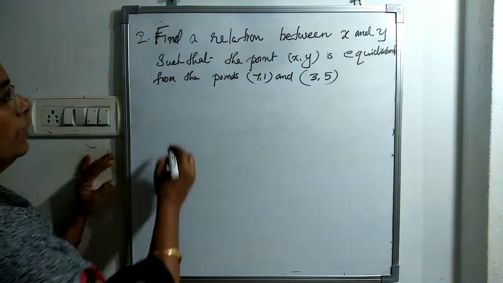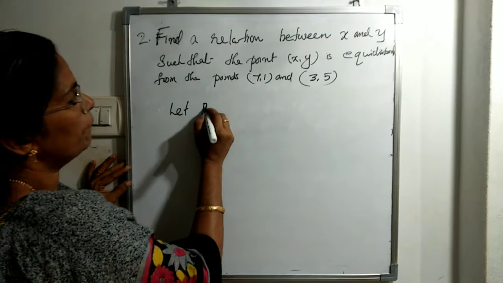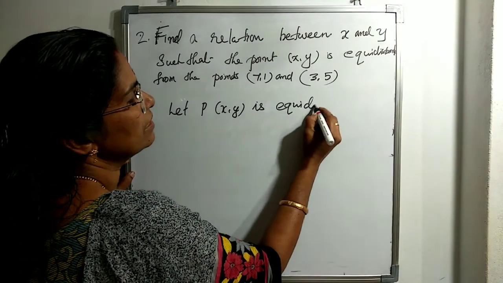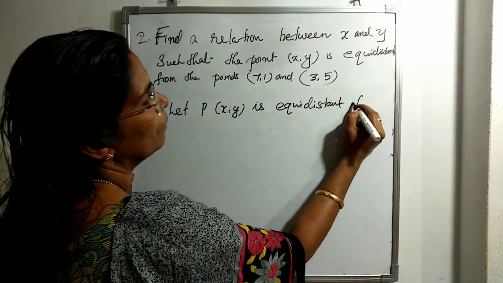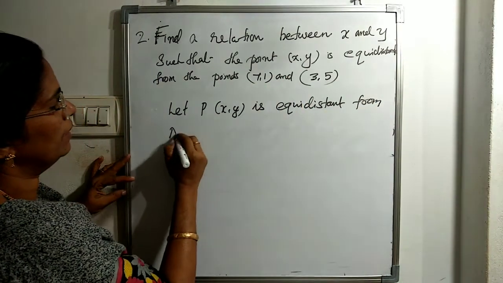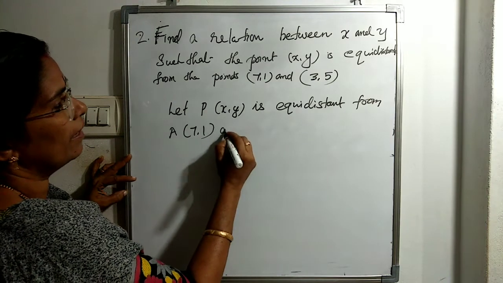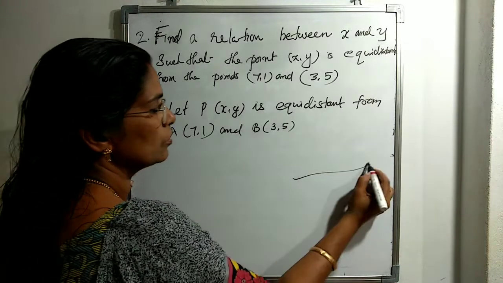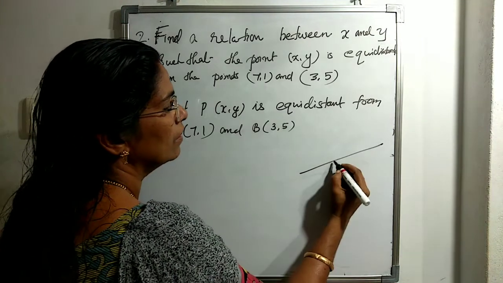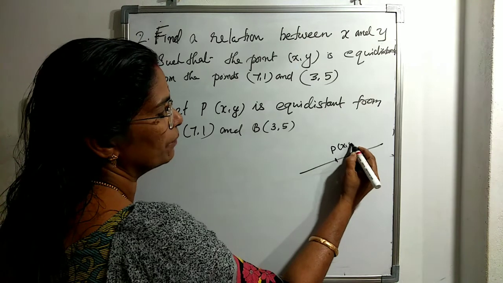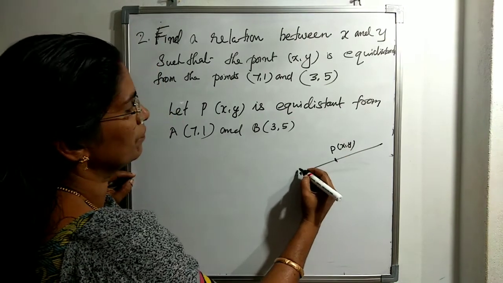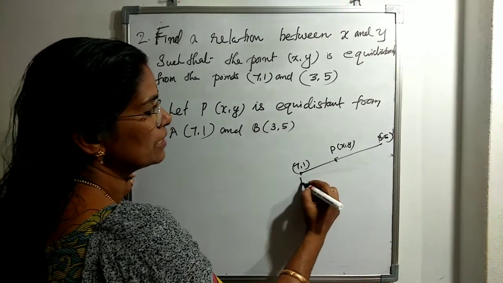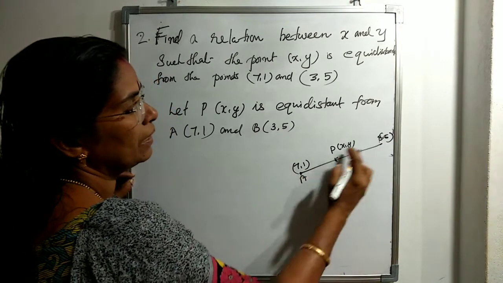Okay, we can take, let P(x, y) be equidistant from both points. We can take them as A(7, 1) and B(3, 5). Suppose it is not a straight line, we can write like this. One point is there, P(x, y). Another point is there, (7, 1), and it is (3, 5). It is equidistant: A, P, B.